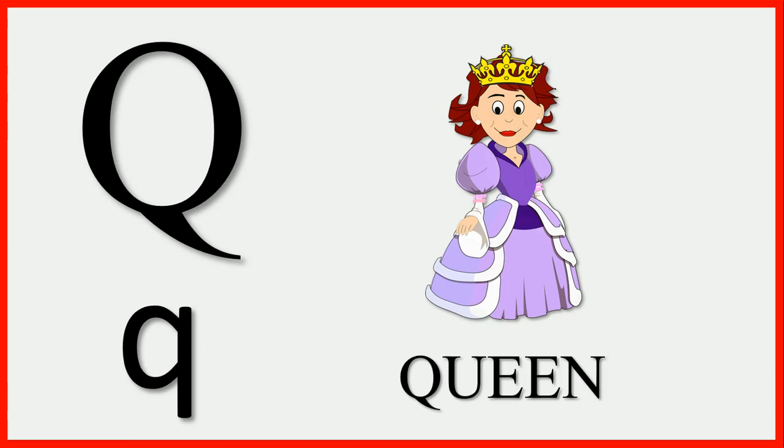And what is this, children? This is a queen. Queen kise kehte hain? Malika ko. Queen is a wife of king. Badshah ki wife ko Malika kehte hain.